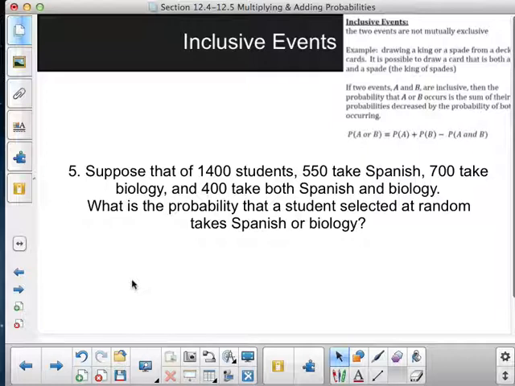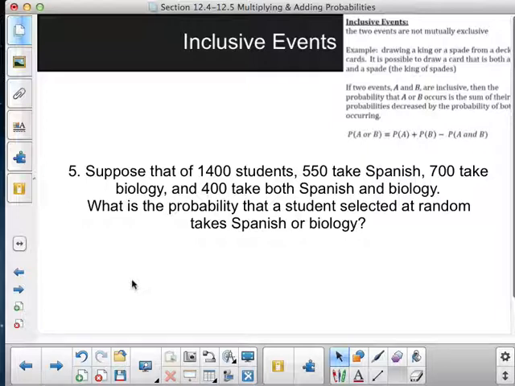So we're going to start out with inclusive events. Inclusive means that they are not mutually exclusive, so they can happen at the same time. An example would be drawing a king or a spade from a deck of cards. It is possible to draw a card that is both a king and a spade, the king of spades.